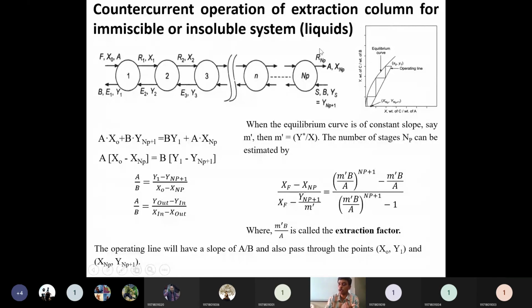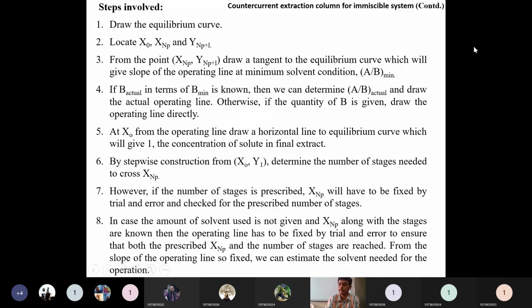So this is the overall procedure. If you don't know the actual value of B, they give it as B minimum. So how can you calculate it? You have to draw a tangent to this curve, and then find its slope. That slope is nothing but A by B minimum. From that you can find y_1 minimum. After obtaining A by B minimum, you multiply by whatever factor is given in the problem, whether 1.5, 2, 2.5, 3 or 3.5 times the minimum, to find your A by B actual.